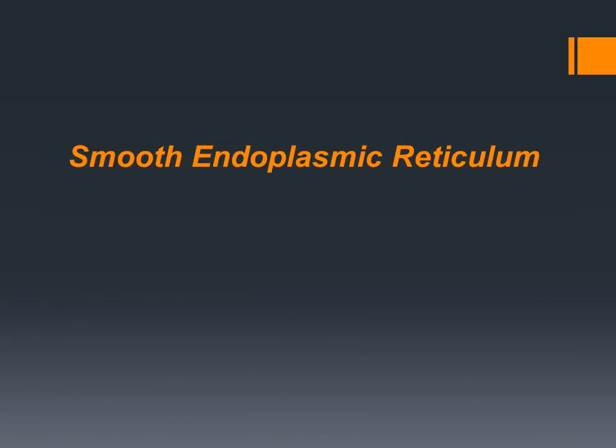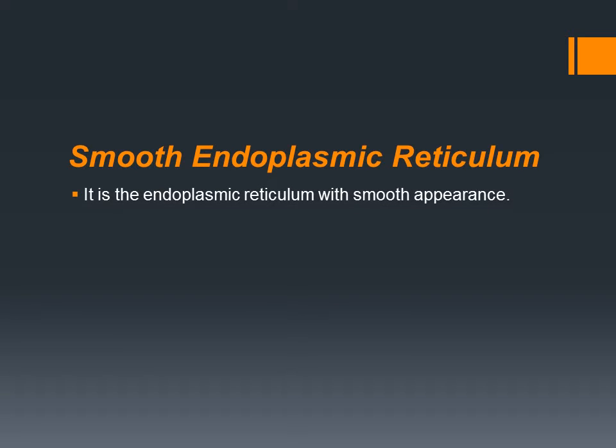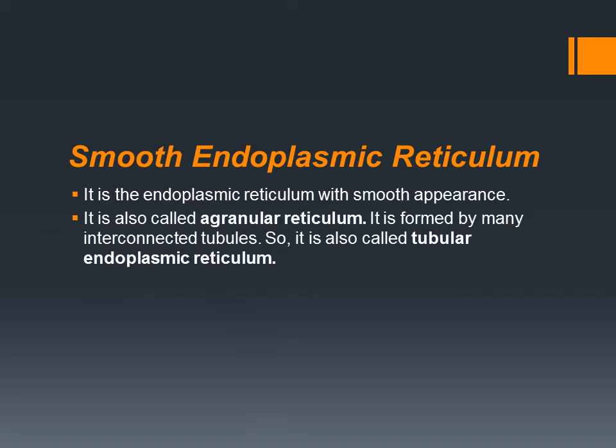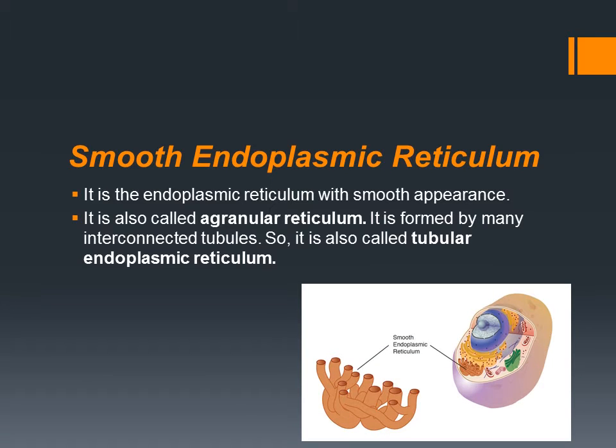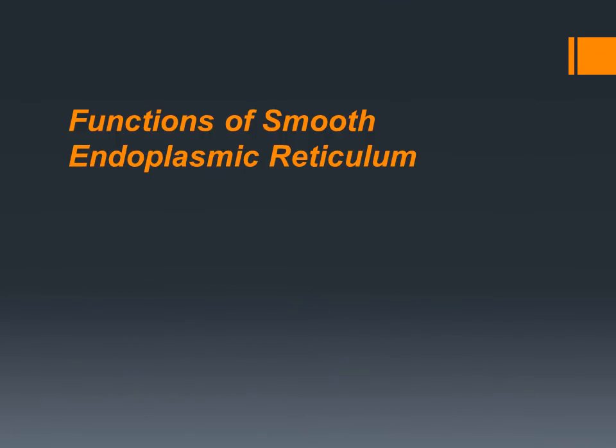Smooth endoplasmic reticulum. It is the endoplasmic reticulum with smooth appearance. It is also called agranular reticulum. It is formed by many interconnected tubules. So it is also called tubular endoplasmic reticulum. Function of smooth endoplasmic reticulum.